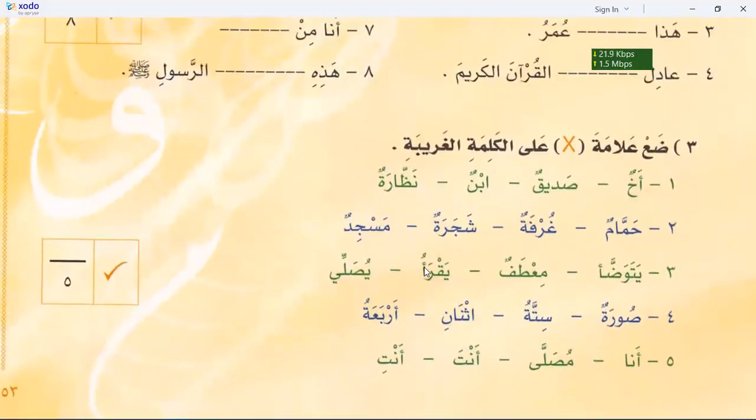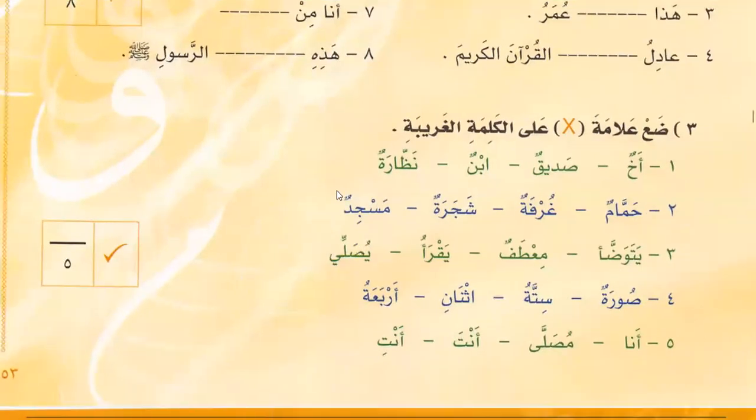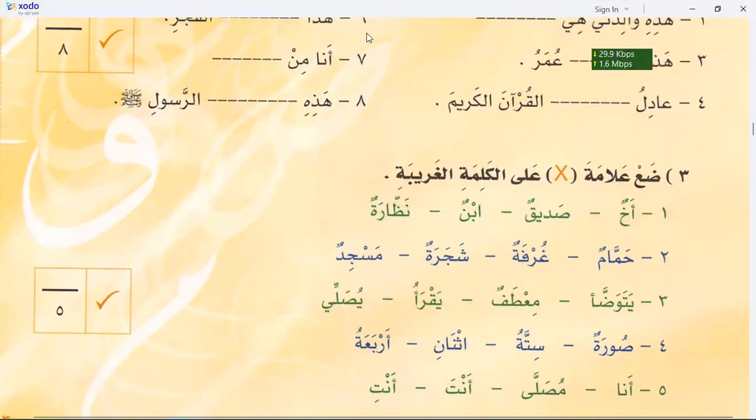The next question is to put an X mark on the Kalimatil Ghariba. Ghareeb means strange word, different word. So, one word will be different here. He wants you to put X mark on that. Next student, Aish.